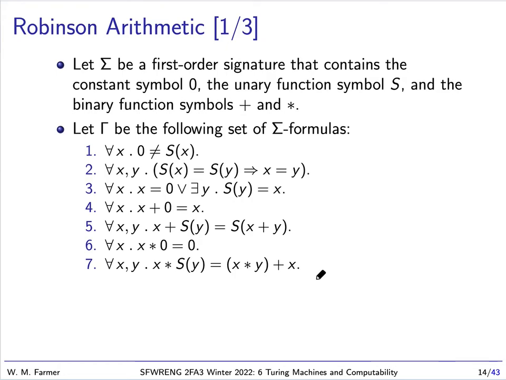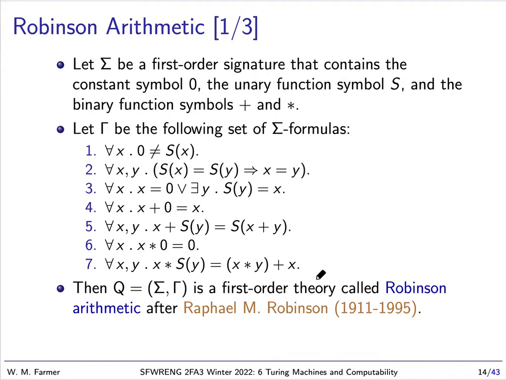So this theory, which is traditionally called Q, is a first-order theory. It's called Robinson Arithmetic after the person who invented it, Raphael M. Robinson. This theory is very simple. It has just 7 axioms. It's a theory of natural number arithmetic.